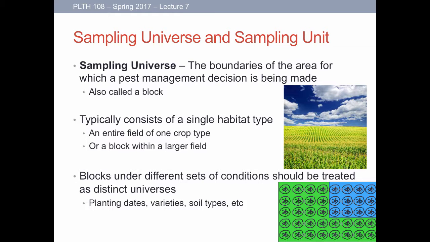So oftentimes it's recommended that if you see any situation in which conditions should cause differences in pest populations, you should treat those two sections differently. You might want to subdivide into smaller universes, depending on the pest.